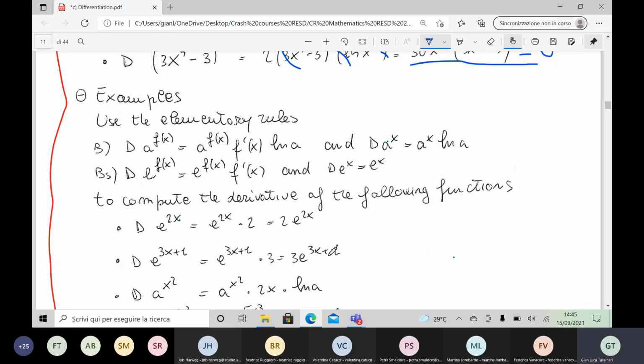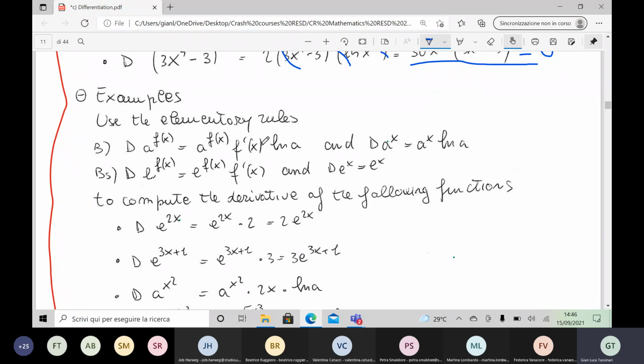Derivative of a raised to the power 2, exponential with basis a of x squared. So which rule can we apply? Can we apply this one? No, because here the basis is e. Can we apply this one? No, this is too special, it is e. Can we apply this one? You see, a to the power x. No, because this is too special.